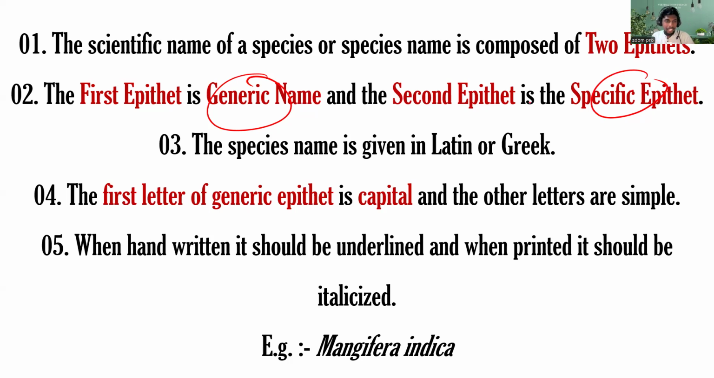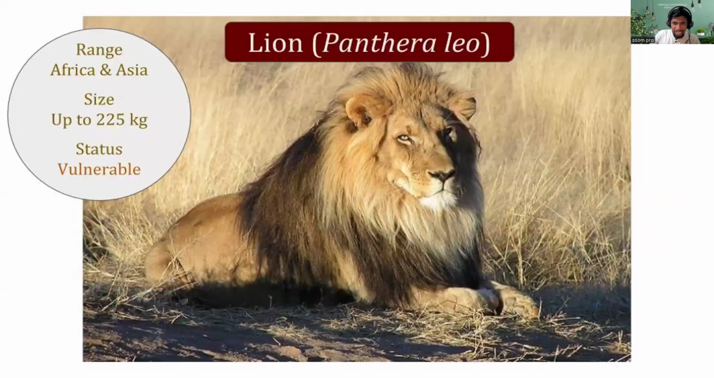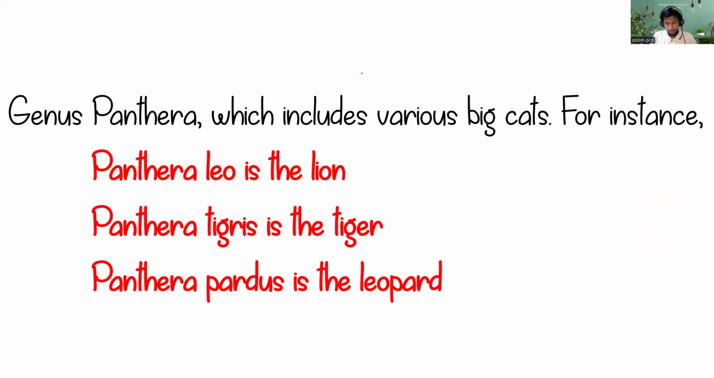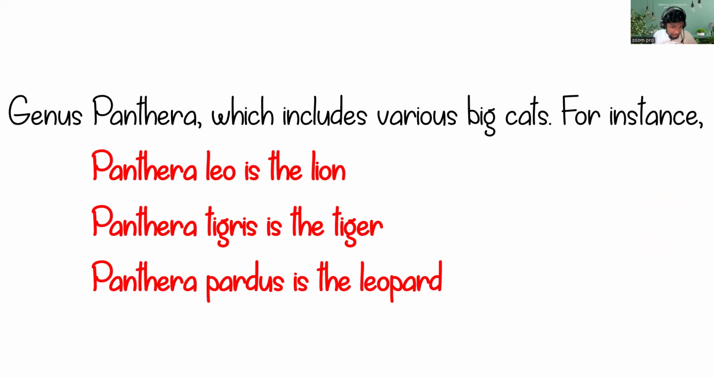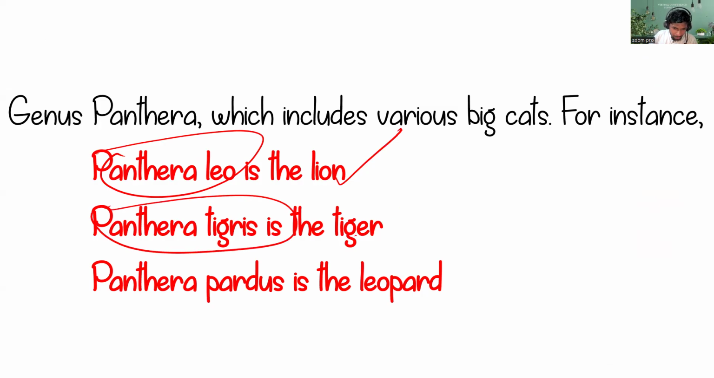For example, the lion has two names. That is Panthera leo. Panthera leo is the full name for the lion, but Panthera is not only for the lion. It comes under all the big cats. For example, Panthera leo is for the lion, Panthera tigris is for the tiger, Panthera pardus for the leopard.